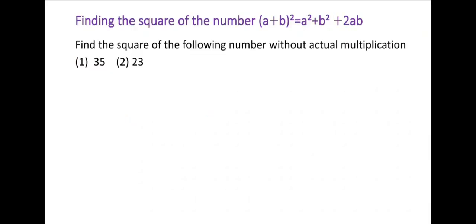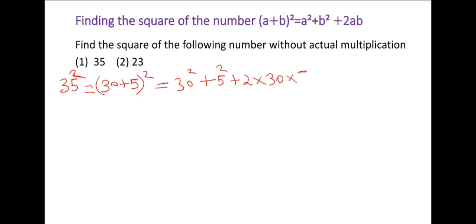To find the square of a number, we can use this formula: a plus b whole square equals a square plus b square plus 2ab. Find the square of the following number without actual multiplication. The first number is 35. 35 square we should find now. So 35 we will write as 30 plus 5 whole square. Now a square, 30 square plus 5 square plus 2 into 30 into 5. 900 plus 25 plus 300 equals, we'll get the answer 1225.